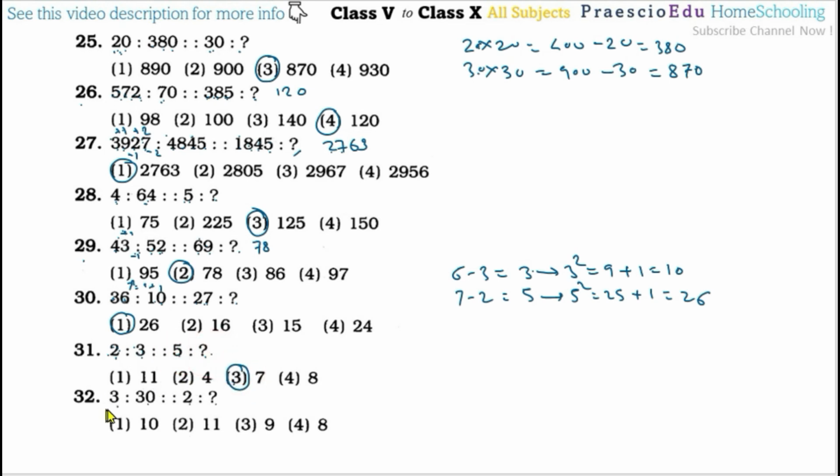Question number 32, 3, 30, 2, and question mark. So 3 cube is 27 plus 3 is 30. Likewise, 2 cube is 8. 8 plus that same digit, 2, so we are getting the 10. And 10 is given in option number 1.